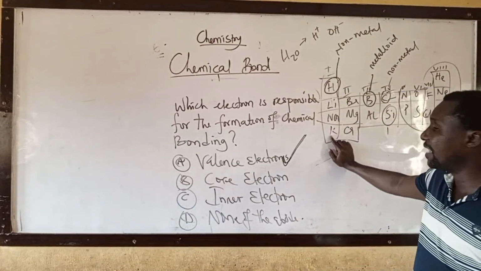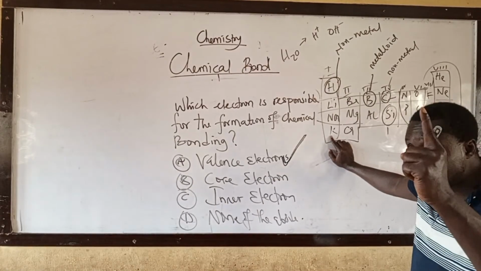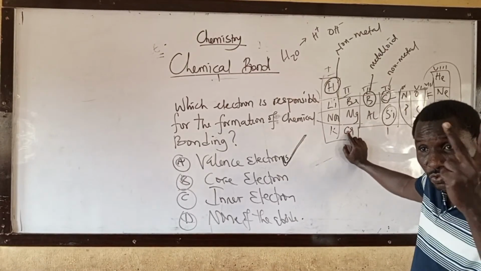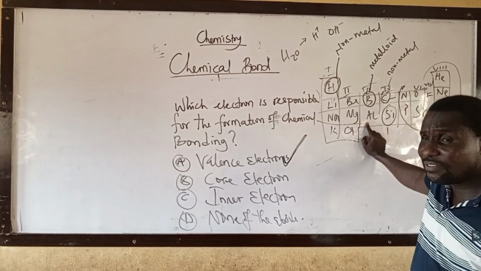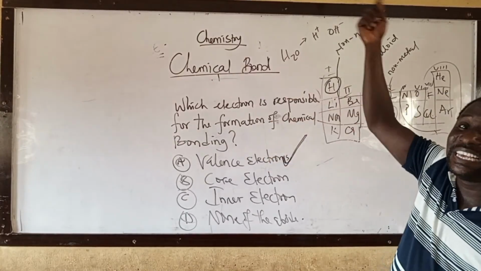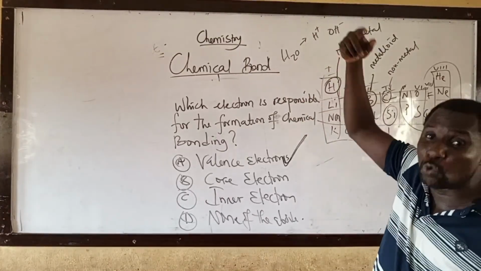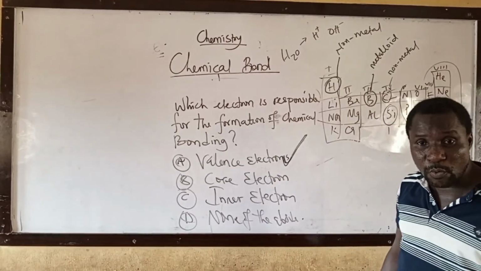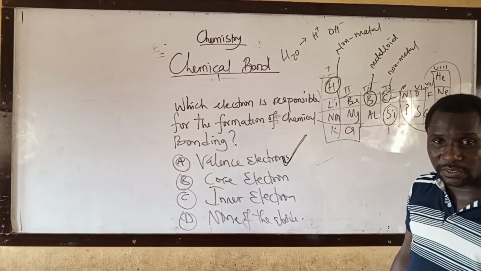Class, look, what is the valence electron of group 1? One. They have one electron on the outermost shell. Valence electron of group 2? Two. Valence electron of group 3? Three. They have three electrons on the outermost shell. If they ask which electron is responsible for formation of chemical bonding, it is the outermost electron, that is the valence electron. The electron on the outermost shell, on the last shell, is responsible for formation of chemical bond. Do you understand?